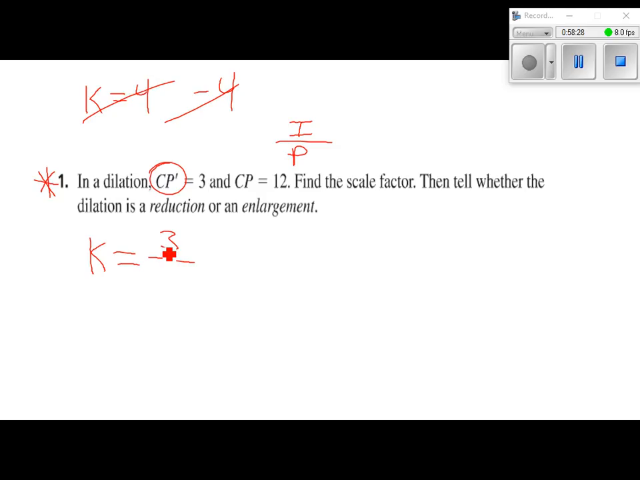What goes on bottom? Now what do we do with that? Divide it or reduce it down? What's it reduced to? 1/4. Does that make sense? If we started at 12 and went to 3, did it get smaller? So does our scale factor make sense there?